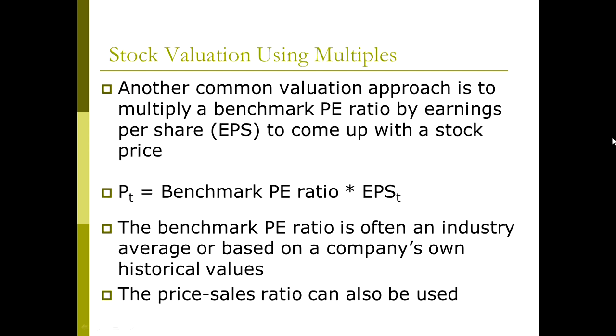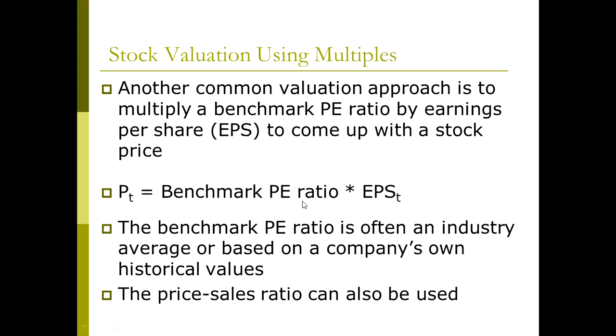Another common way to calculate the stock price is to use multiples. One famous multiple is the P/E ratio. What you can do is multiply a benchmark P/E ratio by earnings per share to get the stock price. The formula goes like this: benchmark P/E ratio times earnings per share gives you the price. The benchmark P/E ratio is often an industry average or the company's own historical average number. The EPS is the reported earnings per share number.